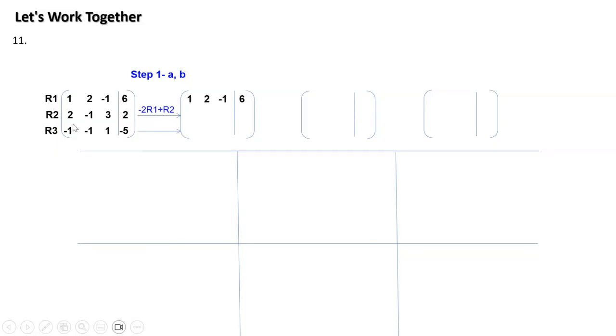And here, guys, right, we have 1 and we have negative 1. So all we do is going to add 1 and 3. We're going to add row 1 and row 3. And here's my work. Negative 2 times row 1 plus row 2.